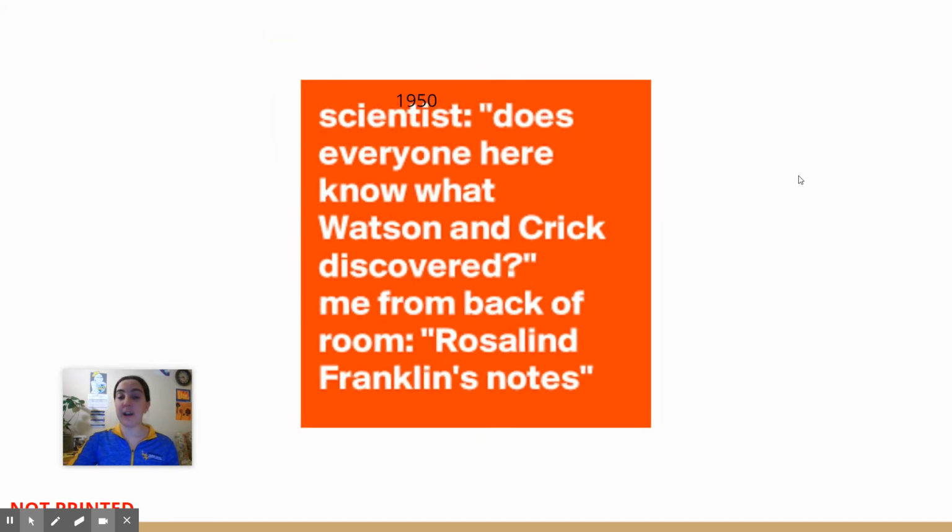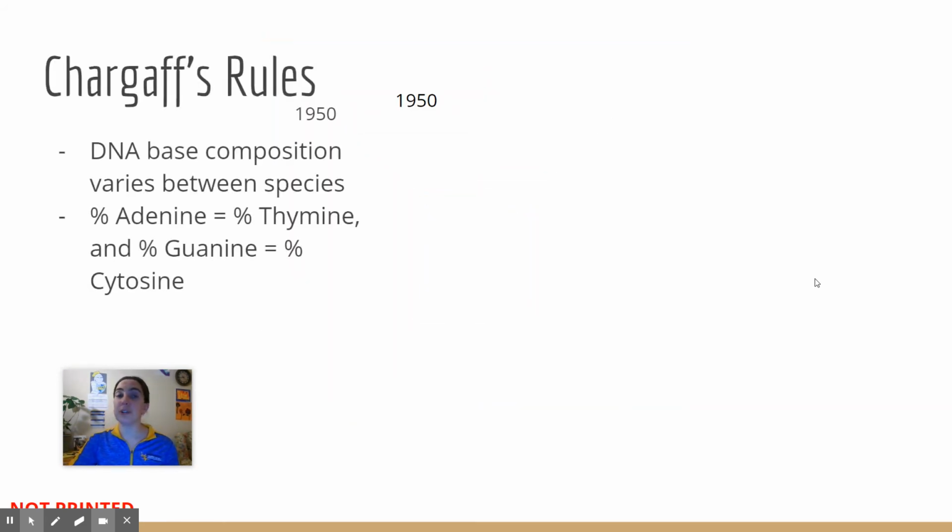As scientists tried to figure out the structure of DNA, there were kind of a couple of important things. Sorry, I don't know why that says 1950 right in the middle there. But around 1950, the scientist named Erwin Chargaff had been studying DNA. He wasn't really too interested in the structure. He was more looking at the chemical makeup of it. And he figured out a couple things.